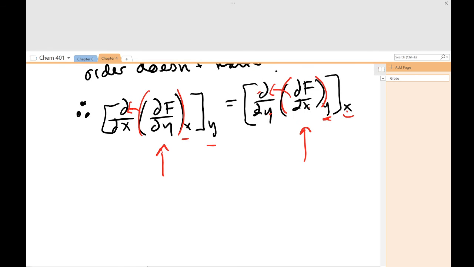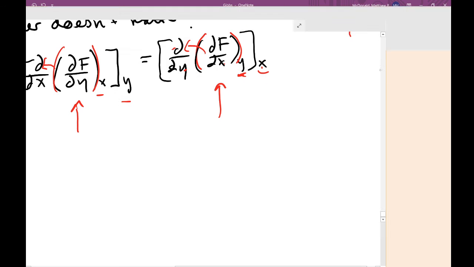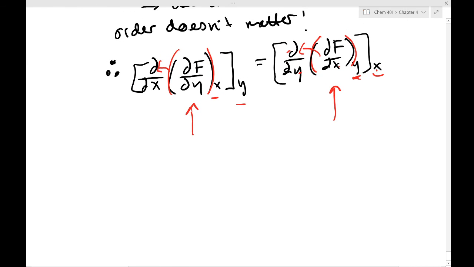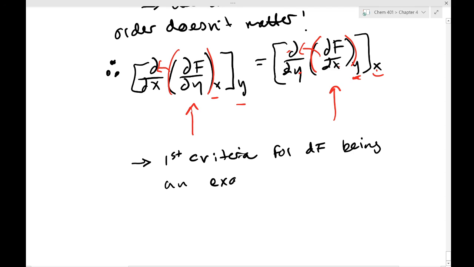This very interesting thing that we've just determined, that it doesn't matter the order in which you take the two derivatives, they're going to be equal to each other, is the first criterion for df being what's called an exact differential.